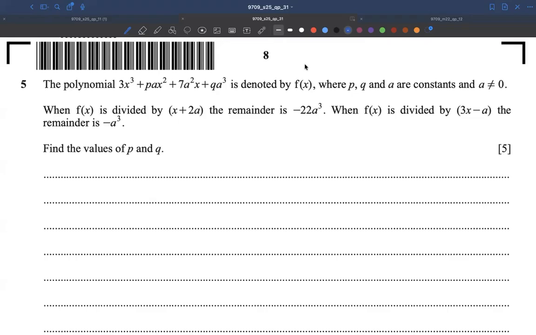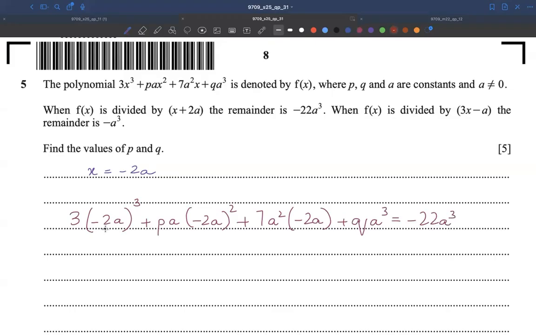Now, when it is divided by x plus 2a, that means we will write x equals minus 2a and substitute it into the function. So in place of x, we will write minus 2a. So it will become 3 into minus 2a whole cube plus p into a into minus 2a whole squared plus 7a squared into minus 2a plus qa cube, and this equals minus 22a cube.